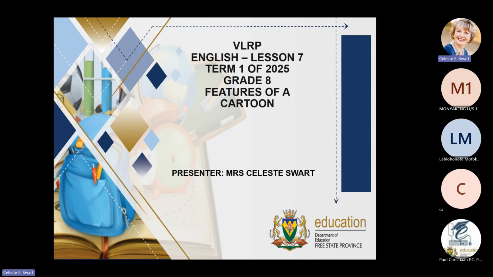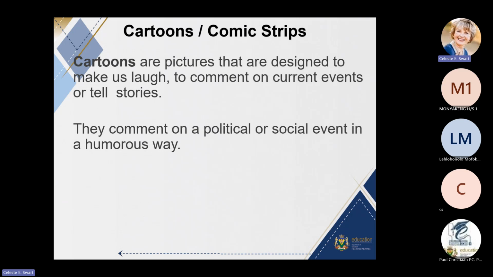When we think of something called the features of a cartoon, what are we looking at? It could be something like characteristics, traits, attributes. It tells us what a cartoon is compiled of, what we might find in it, and what it consists of. So we know that a cartoon is a picture or pictures that are designed to make us laugh, that they comment on current events, they tell stories. They love to comment on political or social events in a humorous way.